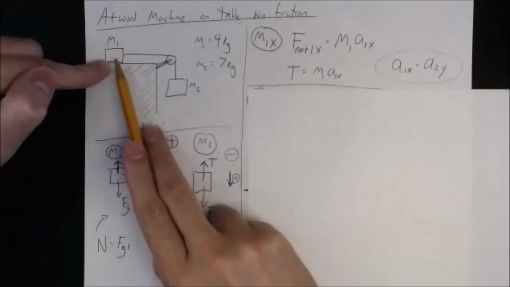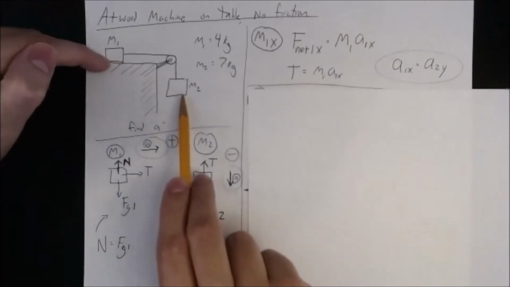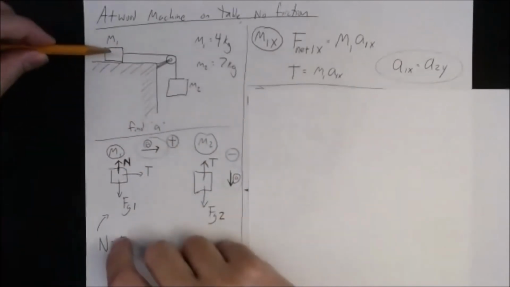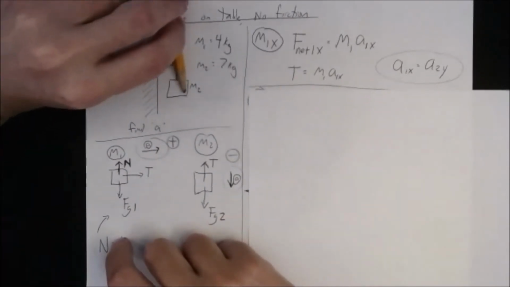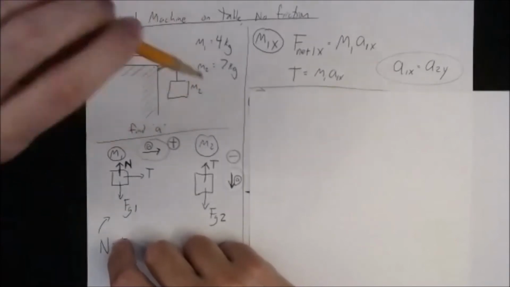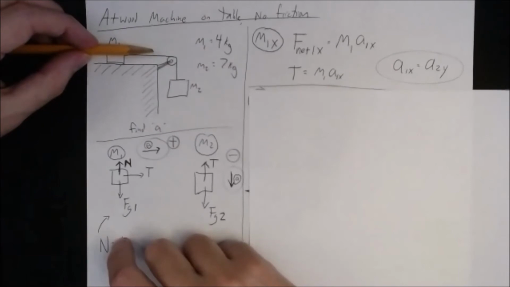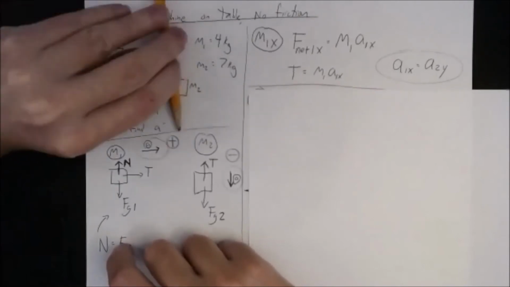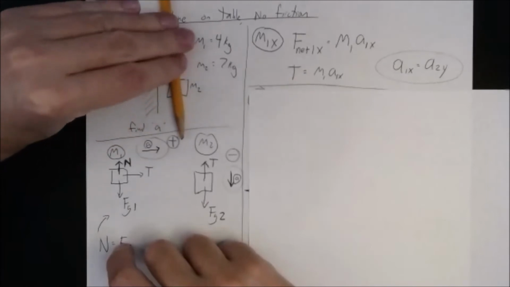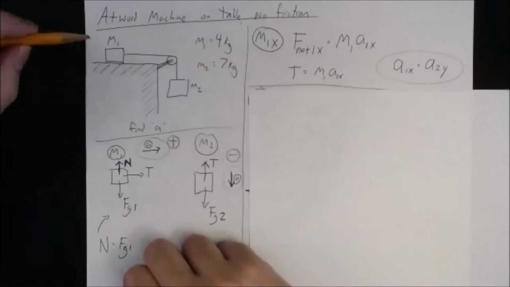The acceleration of block M1 has to be equal to the acceleration of block M2. If block M1 moves 1 meter this way, block M2 has to move 1 meter that way. If block 1 moves 1 meter that way in 1 second, that means it's moving at 1 meter per second, then block M2 has to move down by 1 meter in 1 second, meaning it's moving at 1 meter per second. Same thing for acceleration.